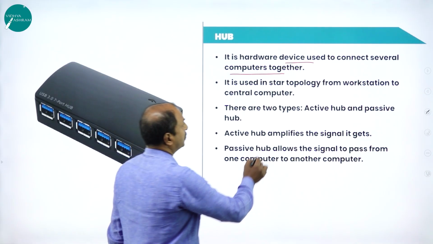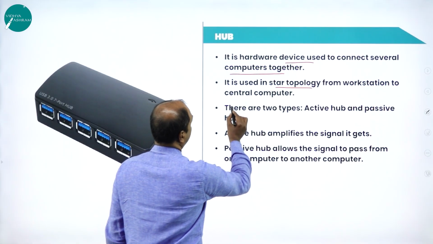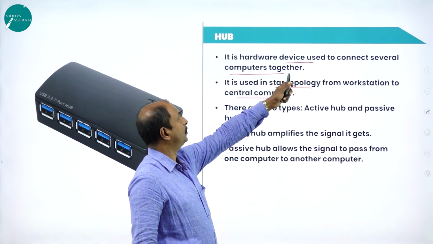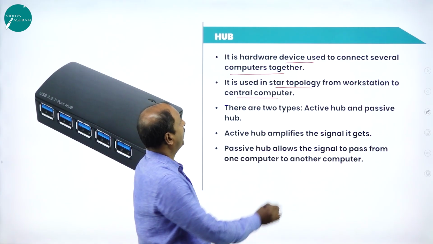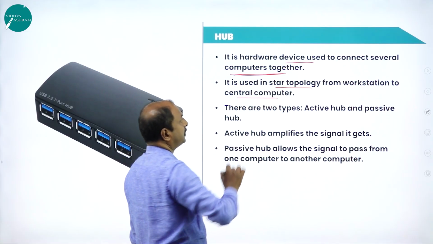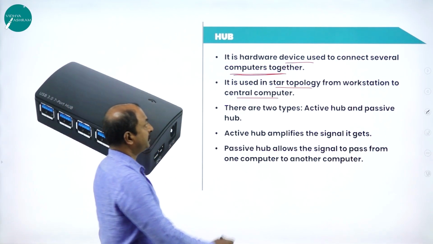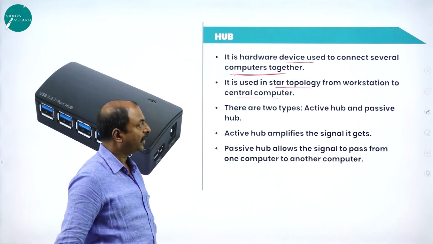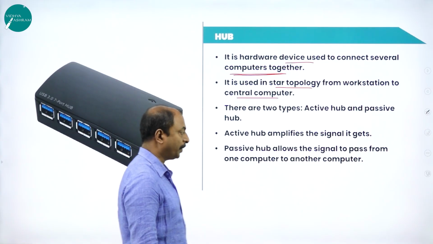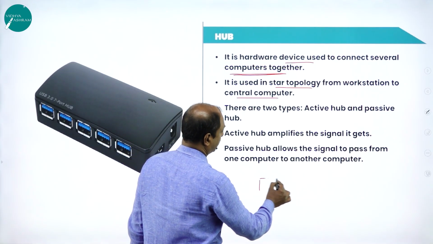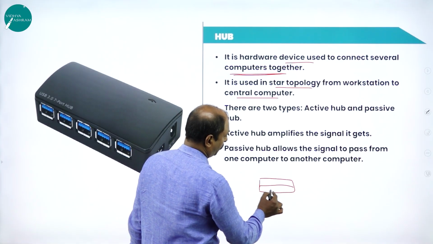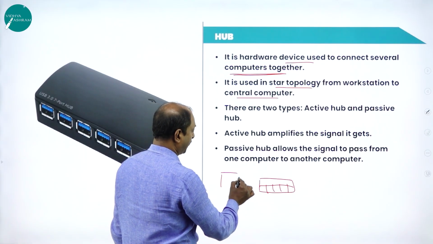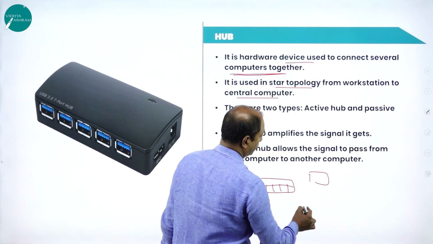It is used in star topology from workstation to central computer. You know what is a hardware and what is a hub? It is used to connect several computers together, and normally we are using this in star topology. Just to remember what we discussed in our previous session about star topology. So what is star topology? Suppose this is the hub, normally we say it has a number of ports, and all the computers are connected to different ports in a hub.